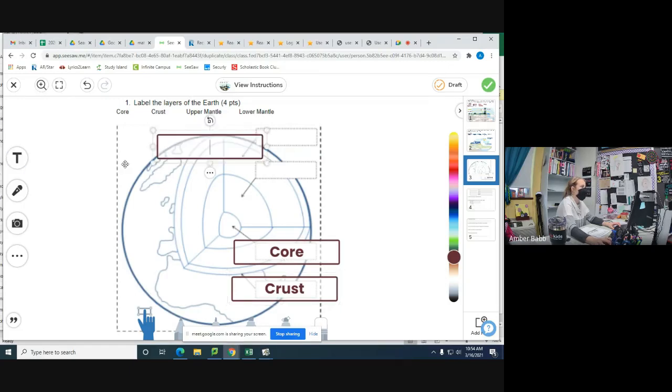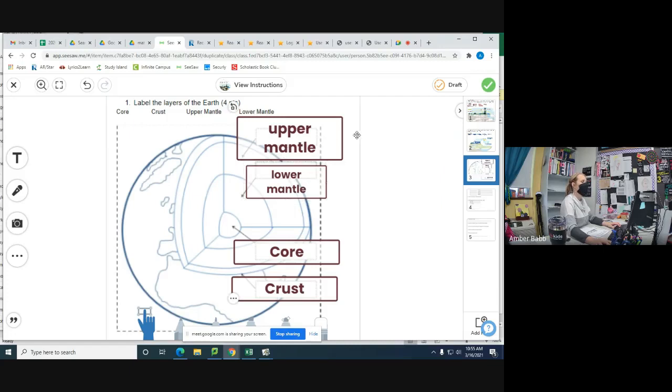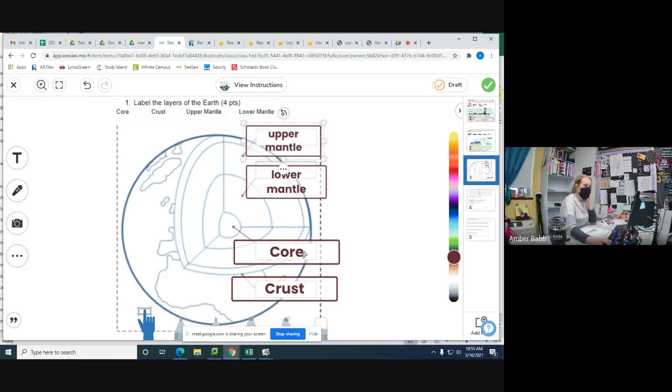Where is my upper mantle? Very top, I heard somebody say. And so then that leaves lower mantle here. This should be easy for everyone, I think. Hopefully, I think everyone will do awesome. Core. Also, there's inner core and outer core. On this one, we're just going to go with core, period, the end. No, we're not going to divide it into inner and outer. Okay? Fair enough? Don't know why, just is the way it is.